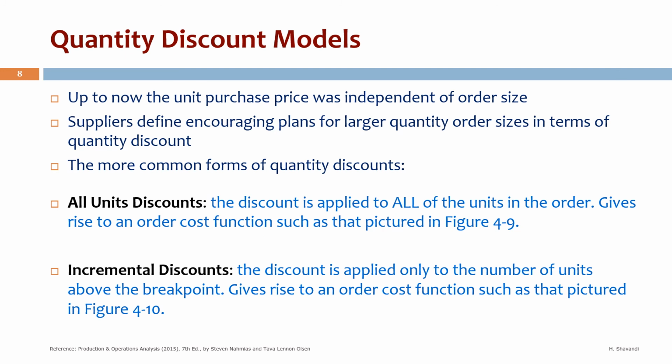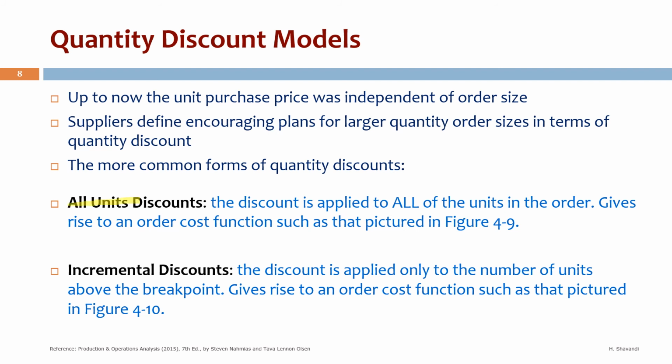Another extension that we can have for the basic EOQ model is considering the quantity discount model. In the real market, suppliers usually offer promotion plans encouraging their customers to order more and more. So the purchase price is not independent from the order size. By having a different order size, you may have a different level for the unit purchase price. Usually we have two types of quantity discount models.